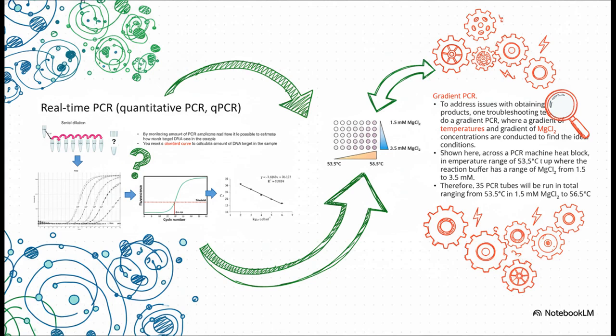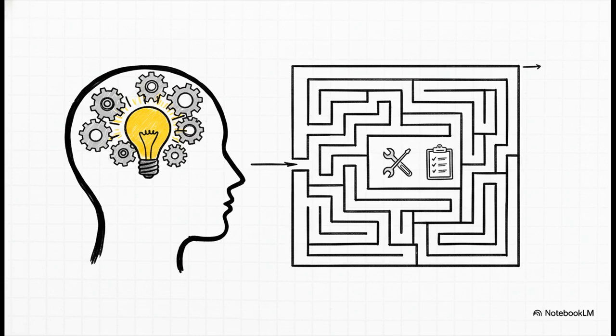Experiments don't always work on the first try. The real skill isn't just knowing which button to push, it's understanding what went wrong and knowing exactly how to fix it. And that right there is the heart of modern molecular biology. It's not just about memorizing techniques. It's about developing the mindset of a true researcher, learning how to think, how to solve problems, and how to master the logic behind every single experiment.